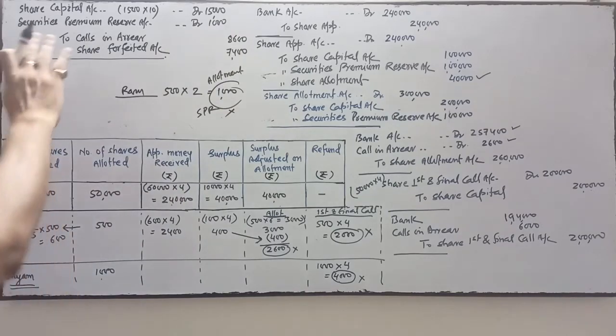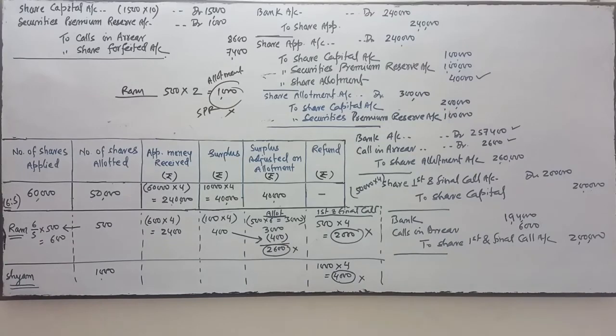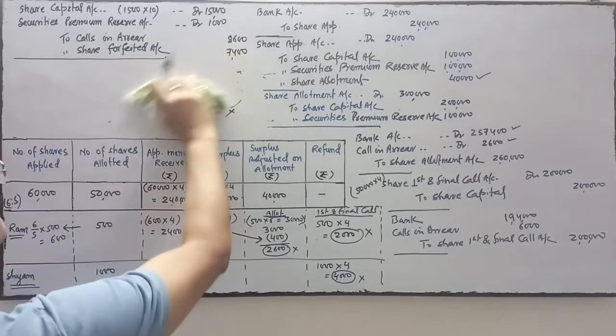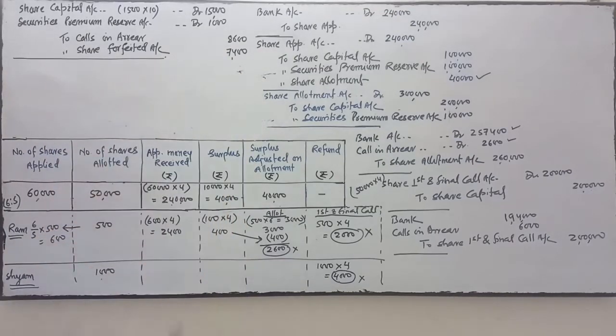So this is the entry of share forfeiture. Now see the next entry after forfeiture. These shares were reissued.